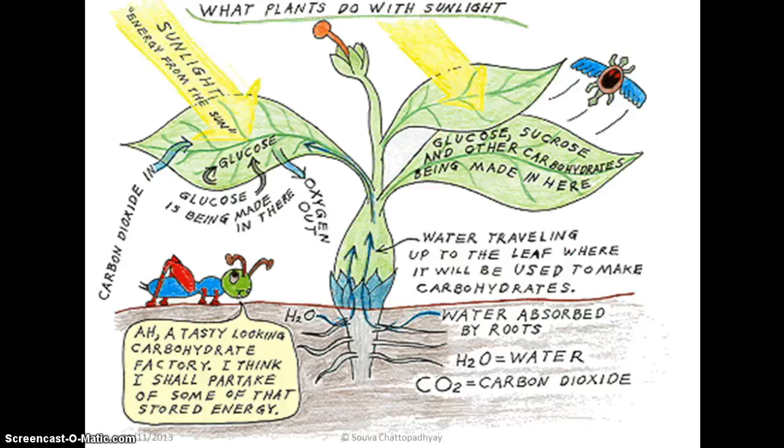So here is a drawing of basically what happens. The sun comes in, carbon dioxide is absorbed, water is absorbed through roots, glucose is being made within the leaf, and oxygen is released, and the glucose is used as food for the plant to grow, and then heterotrophs come and eat the plant.